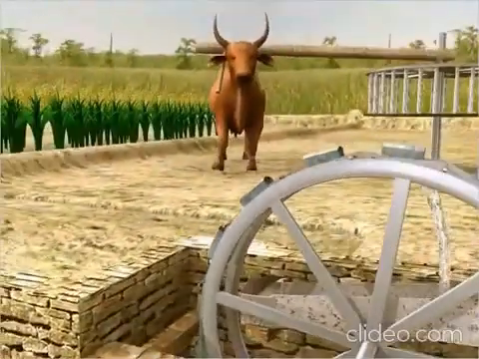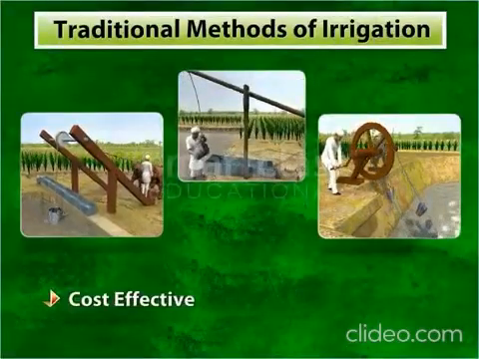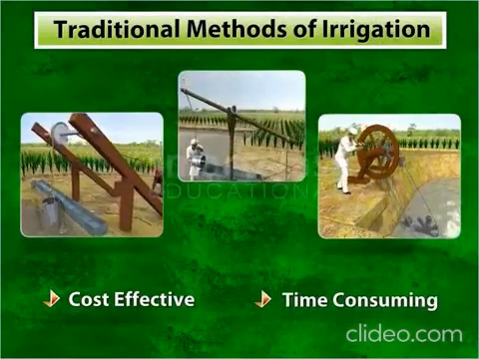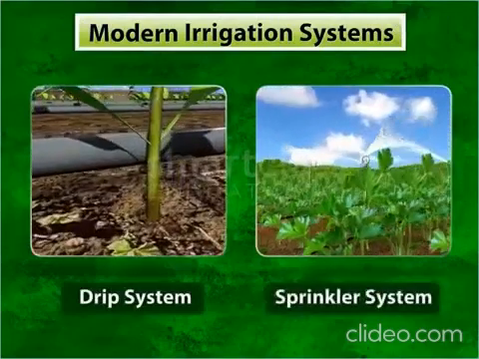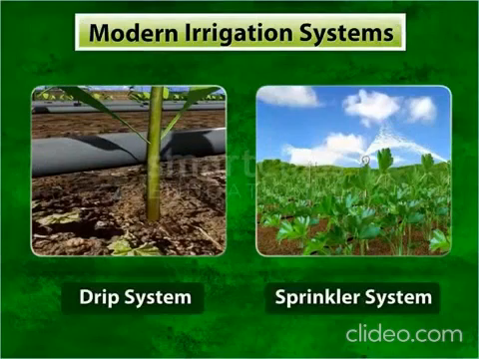and irrigate the fields. The traditional methods of irrigation are cost-effective but time-consuming. Thus, these methods have been replaced with drip system and sprinkler system. Let us learn about these two methods in detail.